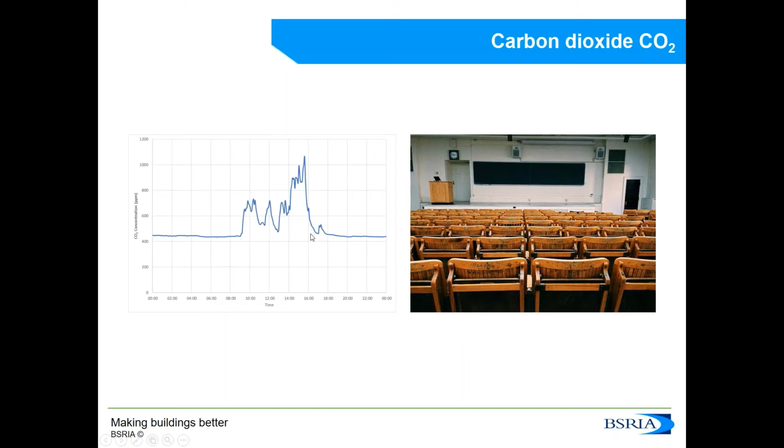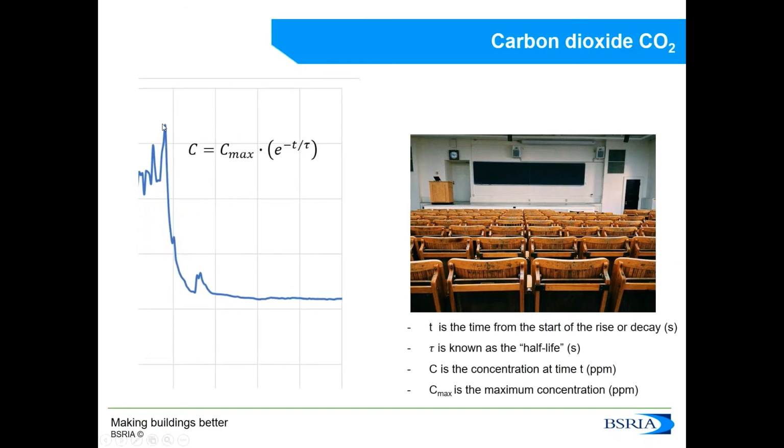And here we can see another use of measuring CO2 in the space, which is that using this formula, we can calculate the effective air change rate that a room has just by analyzing the decay curve if everybody leaves at approximately the same time.